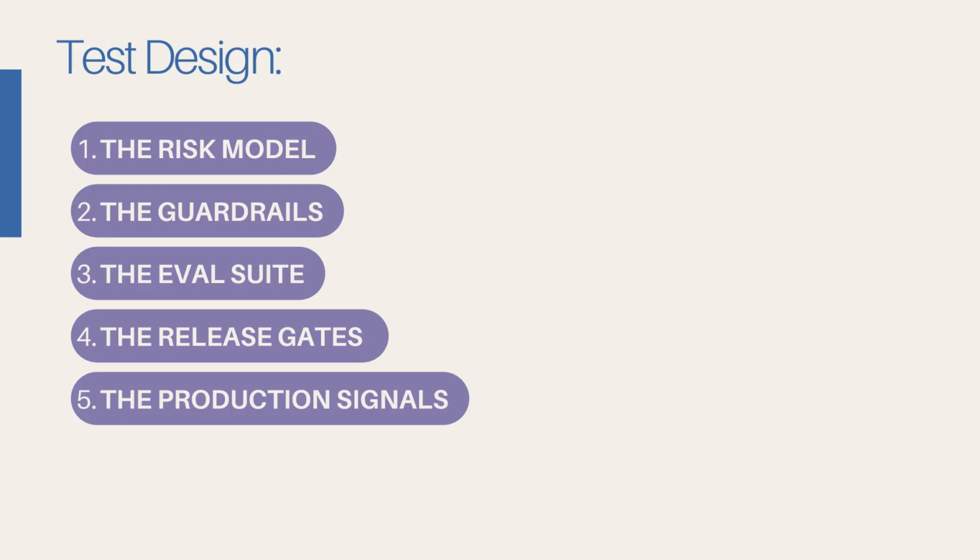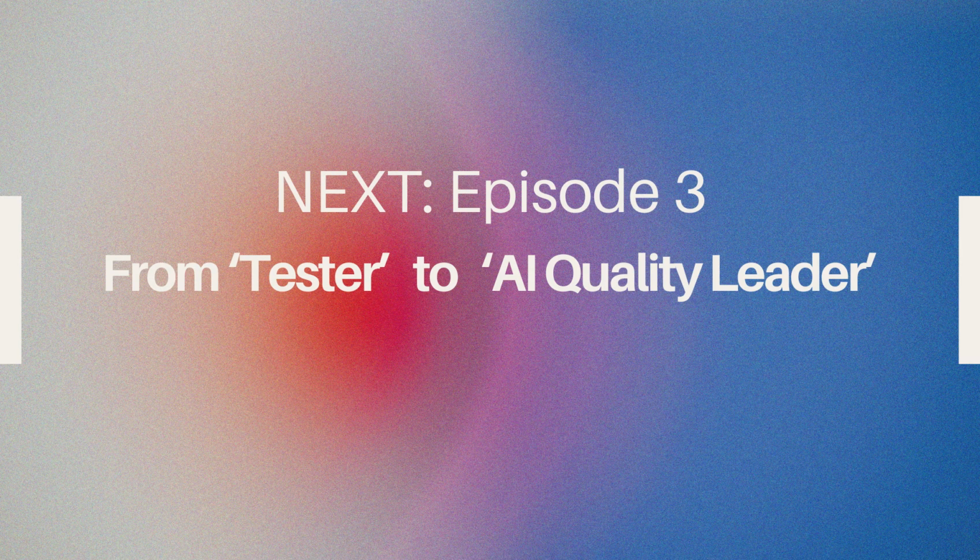In episode 3, we're going into governance, how to design human in the loop checkpoints that actually work without slowing the business down, and how to prove compliance when the model changes underneath you.